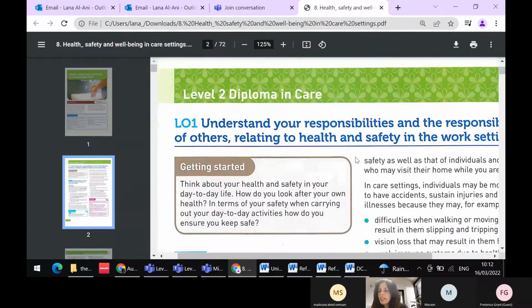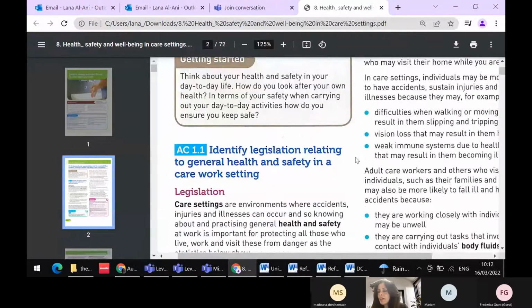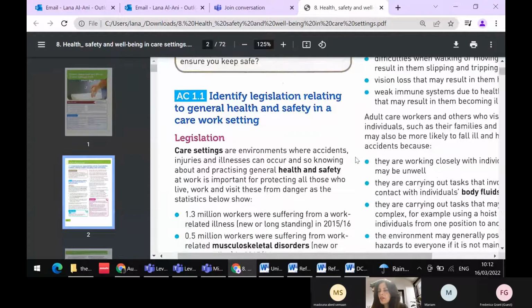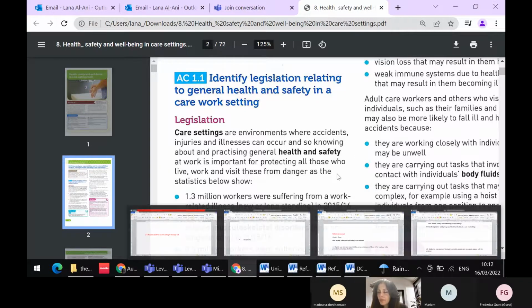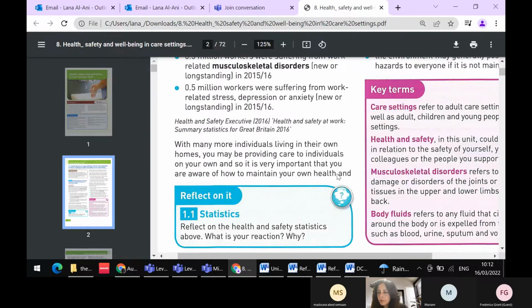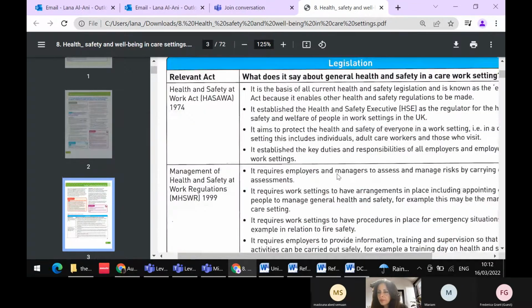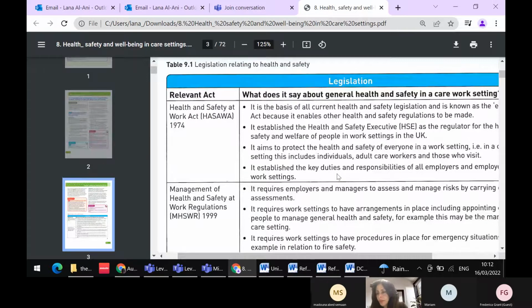Okay, do you know anything about health and safety in a care setting? How you take care of the health and safety of yourself, of the people you work with? What's the legislation regarding health and safety? Do we know? Okay, so in the UK, sorry, can I just check? Can you see my screen? Can you see the legislations in front of you?